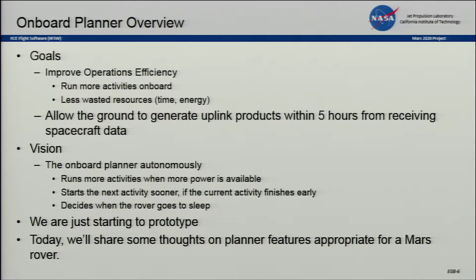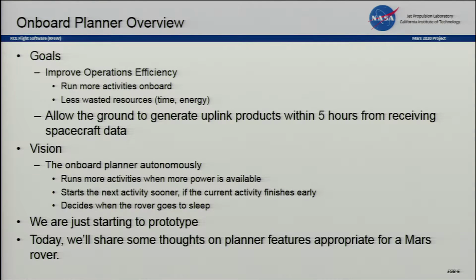So we wanted to do some improvements for the 2020 mission. Several goals. One is to improve operations efficiency. If we can run more activities on board, that's a great help. Get more science done. We can have less wasted resources in terms of time and energy. And another driving factor is, instead of taking 9 hours, we want to enable the ground team to generate their uplink products within 5 hours, right? And if you have a shorter time to create these products, that allows you to get more done on board more often, and have more useful days of rover productivity.